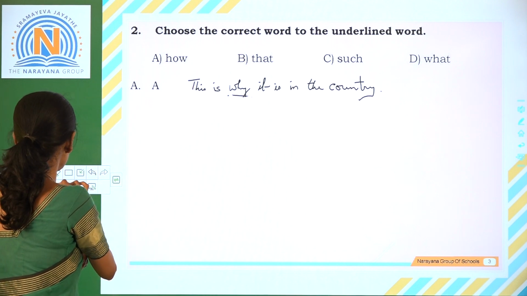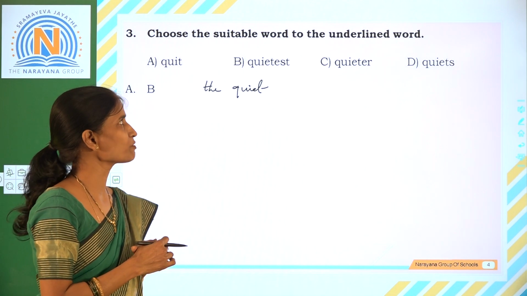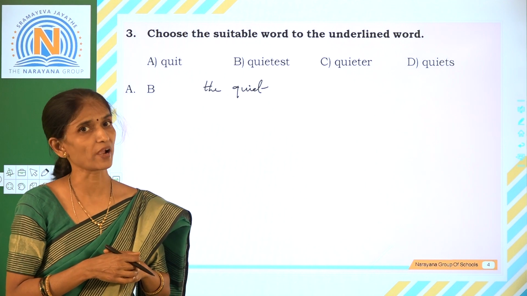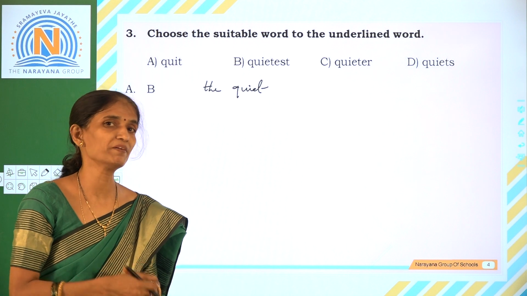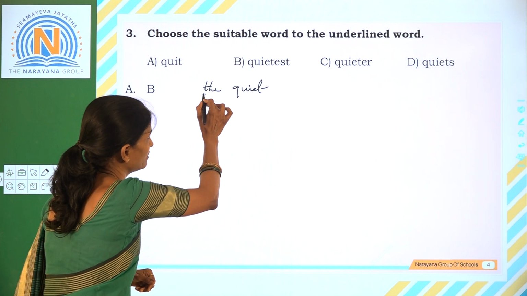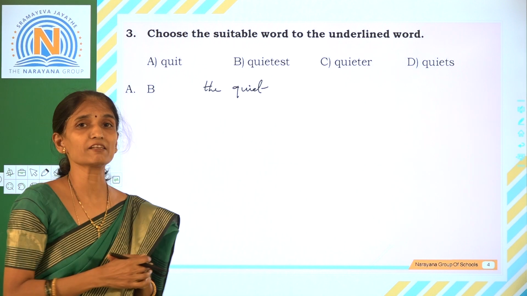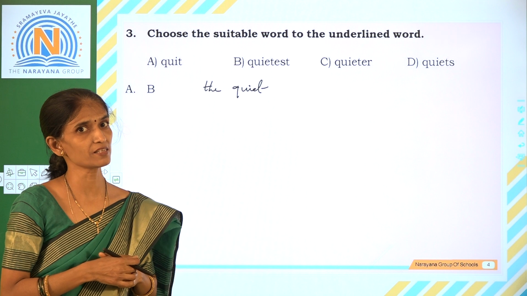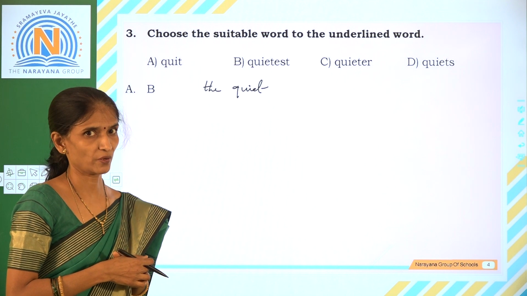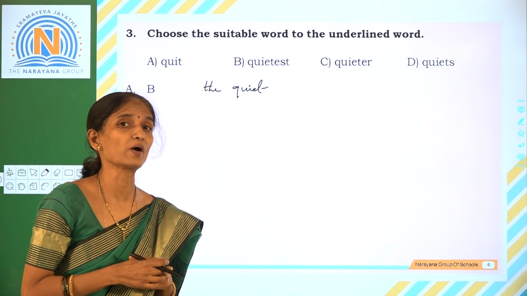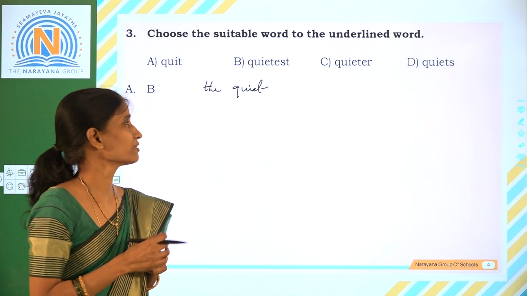The third question. Choose the suitable word to the underlined word and the underlined word is quiet. And the article before it is the. When we have the definite article the adjective that follows it should be in the superlative degree, that is quietest. So the appropriate word to be used here is option B, that is the quietest. Okay, now the next question.